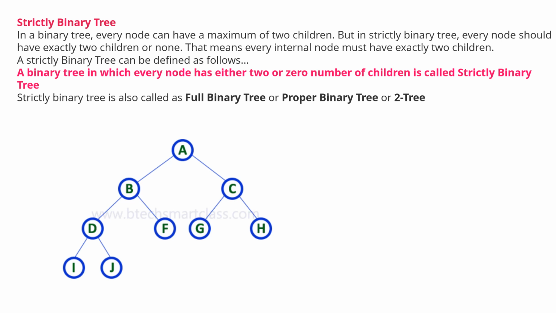Now let's consider the definition of strictly binary tree. So strictly binary tree is a binary tree in which every node has either 0 or 2 children. So strictly binary tree is also called as full binary tree or proper binary tree or two tree. This is an example of strictly binary tree, and this is root of the tree. A is root of the tree, right? Check out every node. Every node is having either 0 or 2 children.